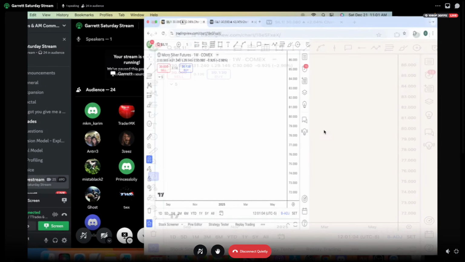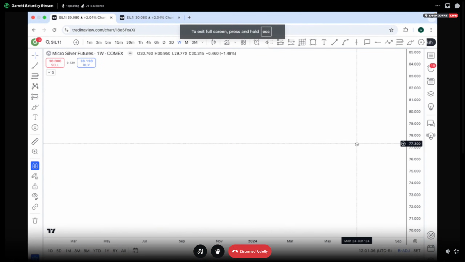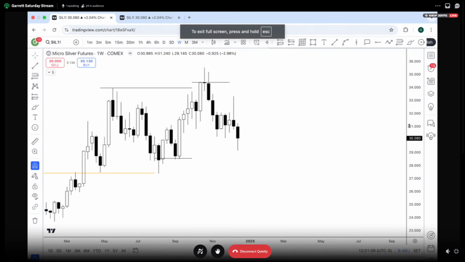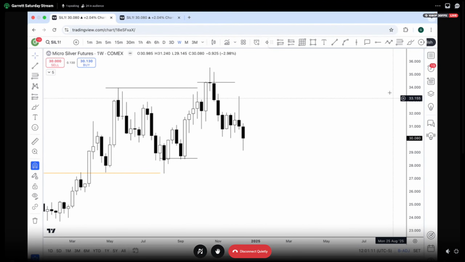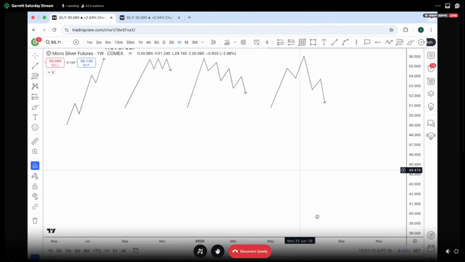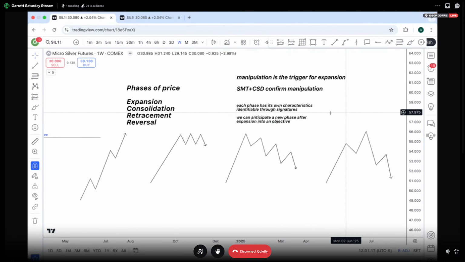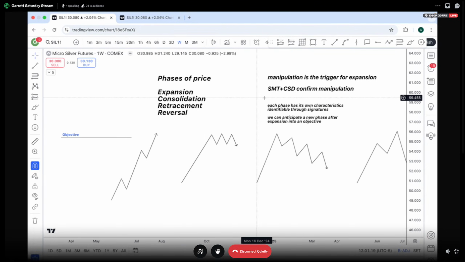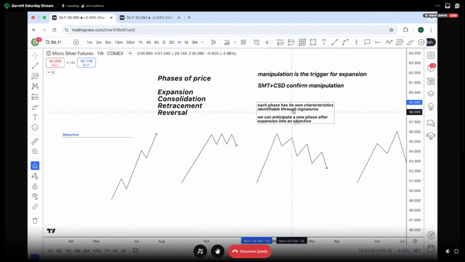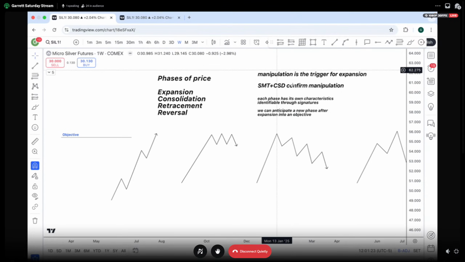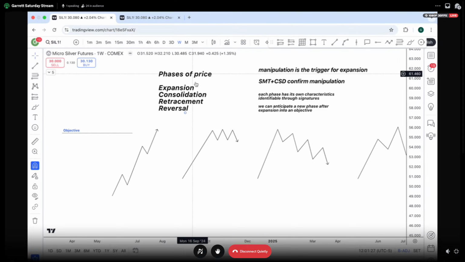So what we're going to be going over today is something I'm sure you guys have heard T talk about many times, and it's the phases of price. This is one of the core concepts to really approaching the market and just any model in general. It is one of the ways you're going to actually anticipate price. There are four phases of price: expansion, consolidation, retracement, and reversal, right?